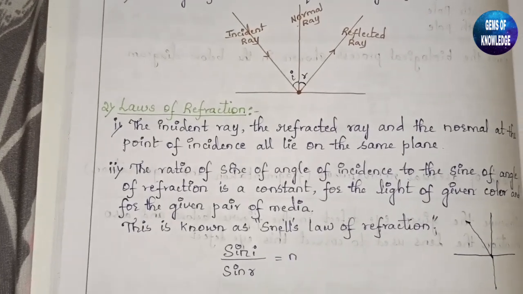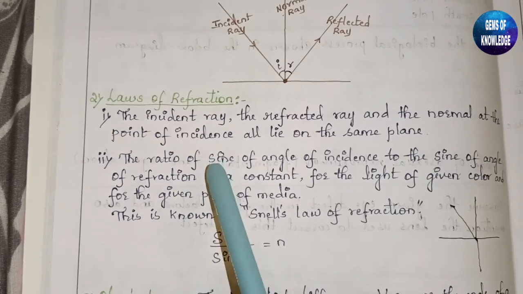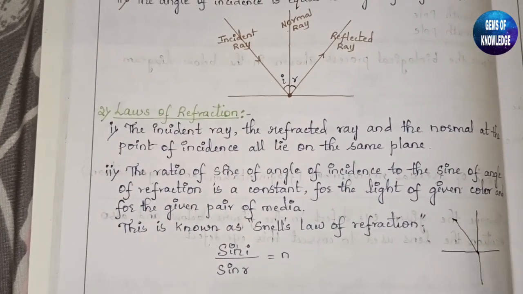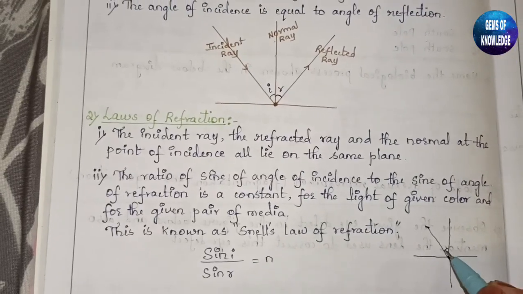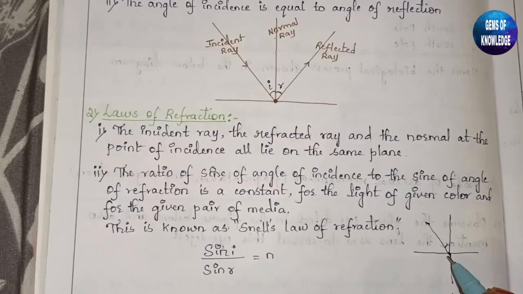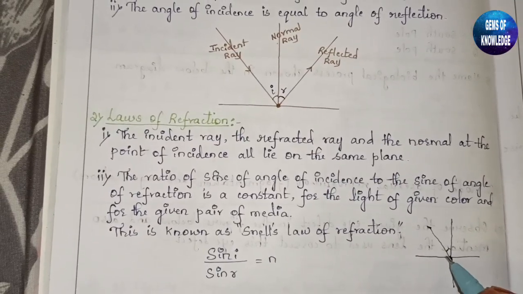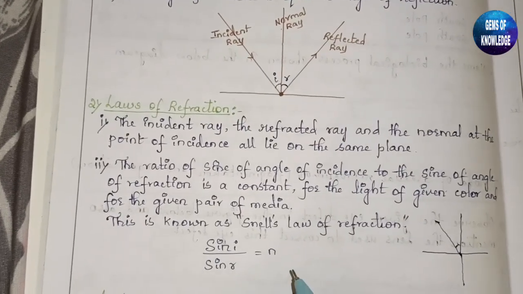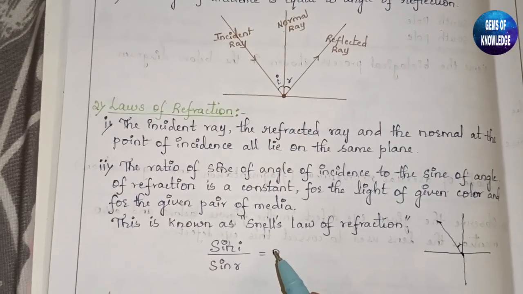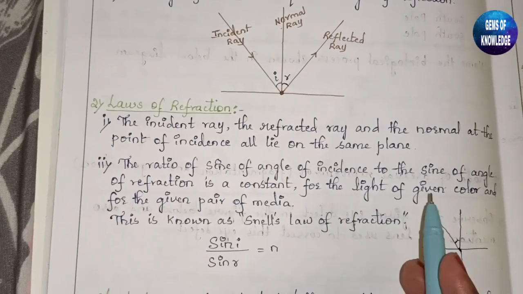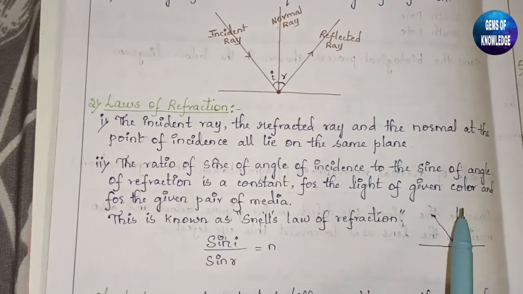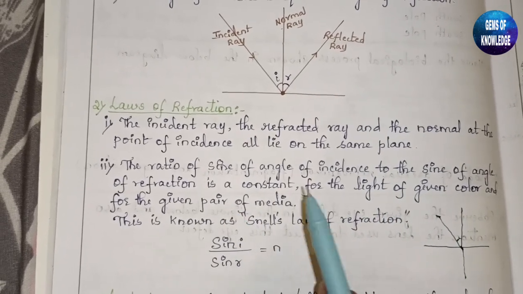The second one is the ratio of the sine of the angle of incidence to the sine of the angle of refraction. Whatever refraction angle it is making, the ratio is constant. That is, sin i by sin r is equal to a constant for a given color of light and for any given pair of media.